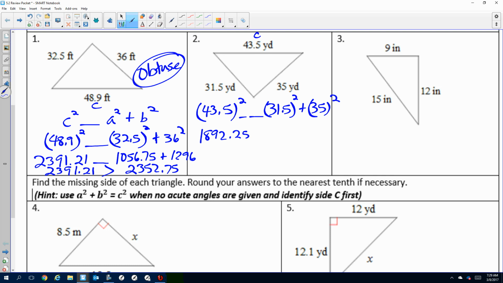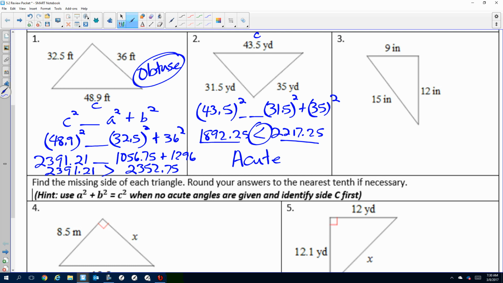And we knew the sum over here was 2217.25. This number here is less than that number there. So since it's less than, it's a Q. Okay? All right. So try the last one.